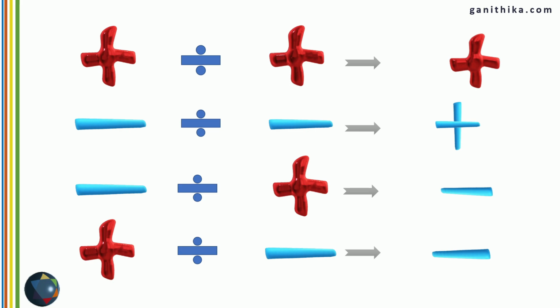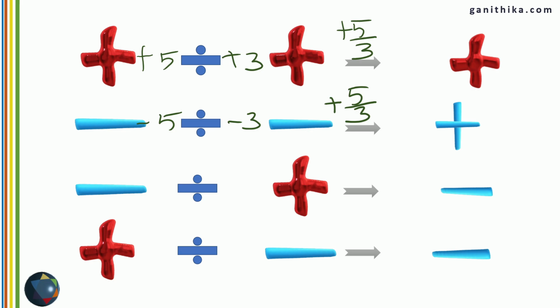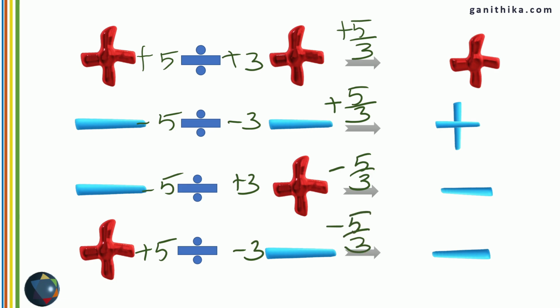negative answer. So for example, positive 5 divided by positive 3, you will get positive 5 over 3. Negative 5 divided by negative 3 will be again positive 5 over 3, because negative divided by negative is positive. Now in these two cases, the final answer is going to be negative 5 over 3. So negative 5 divided by positive 3 is negative 5 over 3. Positive 5 divided by negative 3 is also equal to negative 5 over 3.